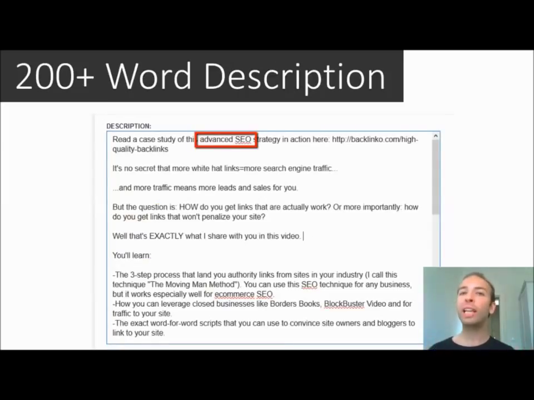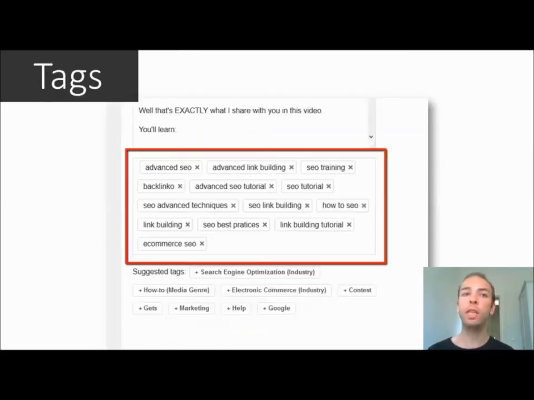Next, you want to write a really long description. This is a mistake I see a lot of people make. They write like a 10-word description. And remember, YouTube and Google, they can't listen to your video. They can't watch your video. They use your title and description to determine what your video is all about. So the more information you give them, the better idea they have about what your video is about, and the higher they'll rank it for a bunch of different keywords.